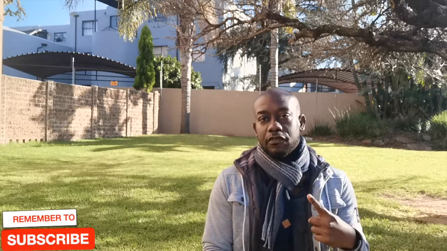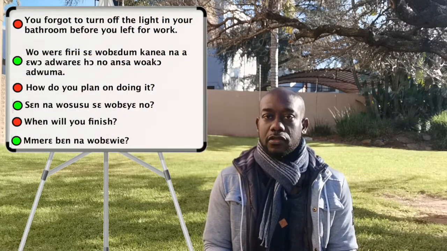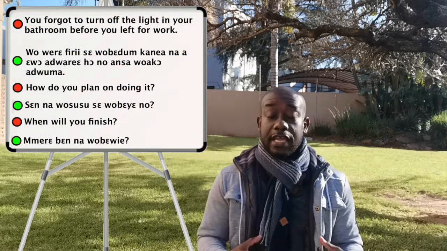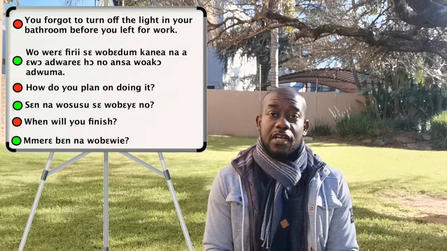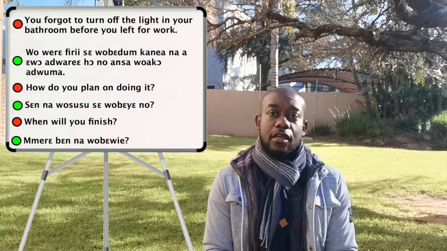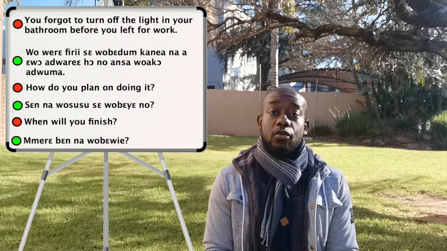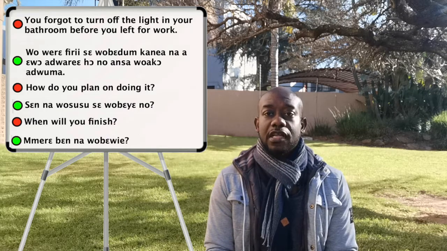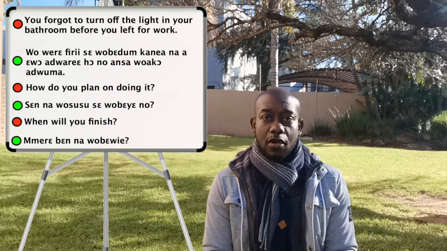The first thing that Afare wanted to know was, you forgot to turn off the lights in your bathroom before you left for work. And that in Twi can be said as, werɛ sɛ wobɛdum kanea na ɛwɔ adwareɛ hɔ no, ansa woakɔ adwuma. Again, werɛ sɛ wobɛdum kanea na ɛwɔ adwareɛ hɔ no, ansa woakɔ adwuma.